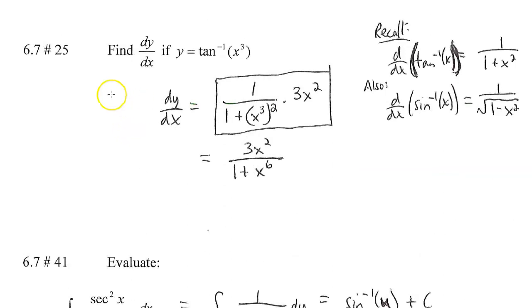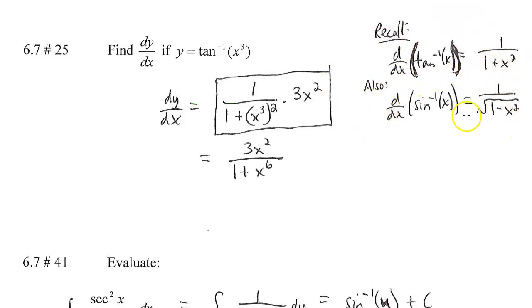Okay, almost done here. A couple other questions. 6.7, number 25. This is about the inverse trig function. Find dy/dx if y is tangent inverse of x cubed. Now remember, the derivative of tangent inverse of x is 1 over 1 plus x squared. We derived that in class. And the derivative of sine inverse of x is 1 over the square root of 1 minus x squared. This one has a square root, notice, the tangent inverse doesn't. We derived those in class, and those are the two that I want you to remember.